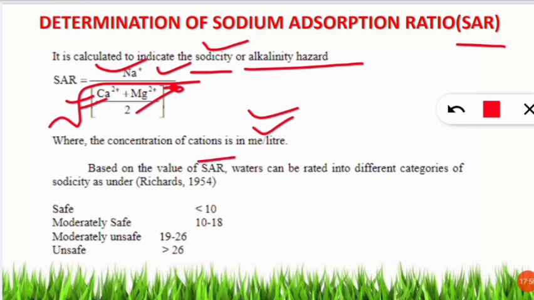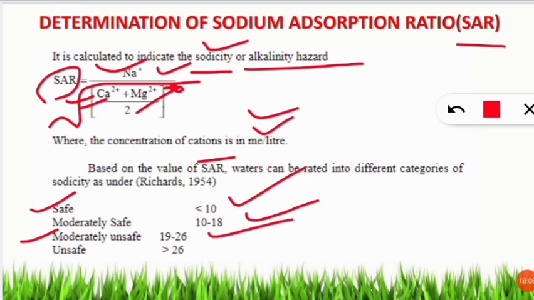So how much sodium should be present? The safe limit is if this value comes less than 10, it is safe. Moderately safe is between 10 to 18, moderately unsafe is between 19 to 26, and the unsafe value of SAR, that is sodium adsorption ratio, is if it is greater than 26.